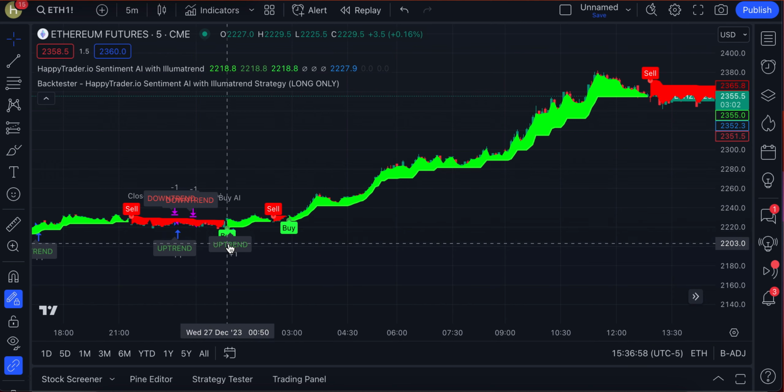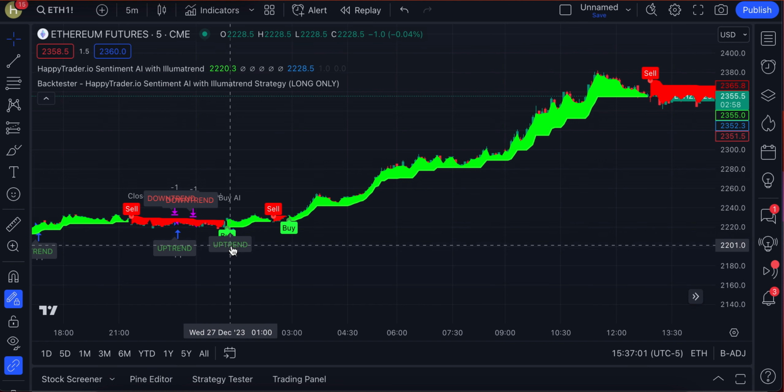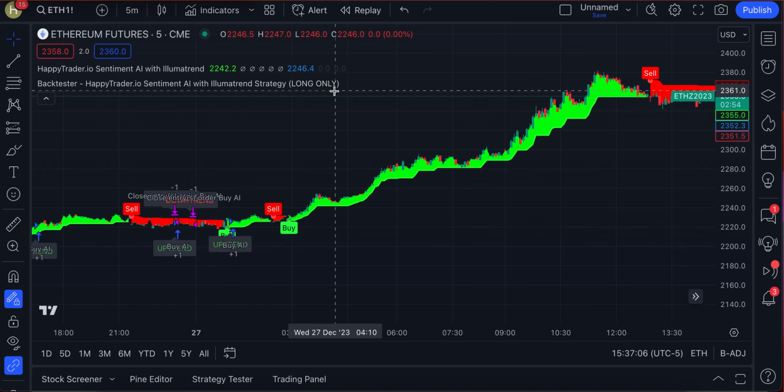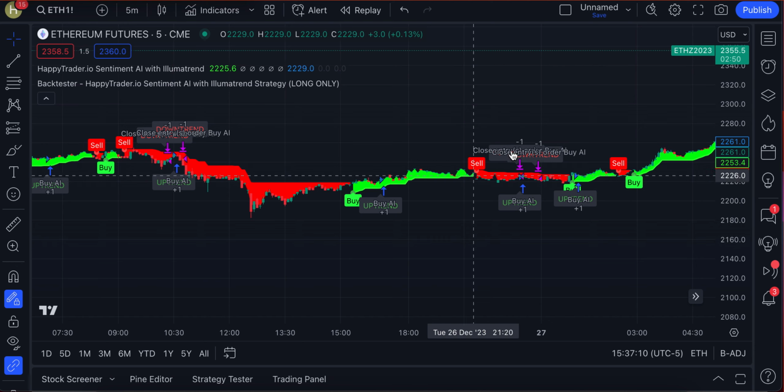Now, what's cool about this is when we backtest, we're using the most rudimentary uptrend to downtrend, uptrend to downtrend, and that's all we're doing, right? The entire way. So just buy AI, close AI, buy AI, close AI, and that's all we are doing.